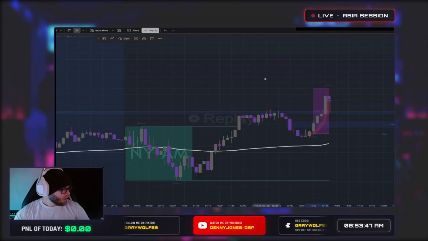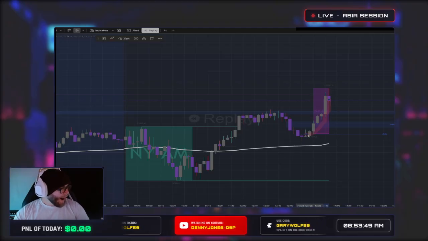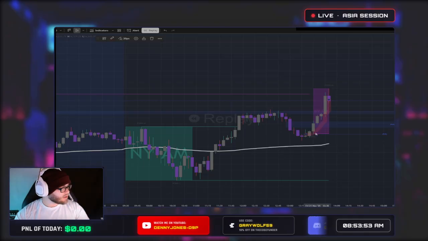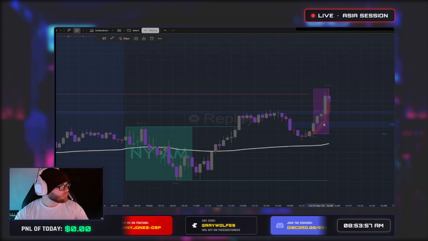As I told you before, this right here got retested. This candle right here came back into this IFVG, tried to close it, failed to close it, and price continued up.